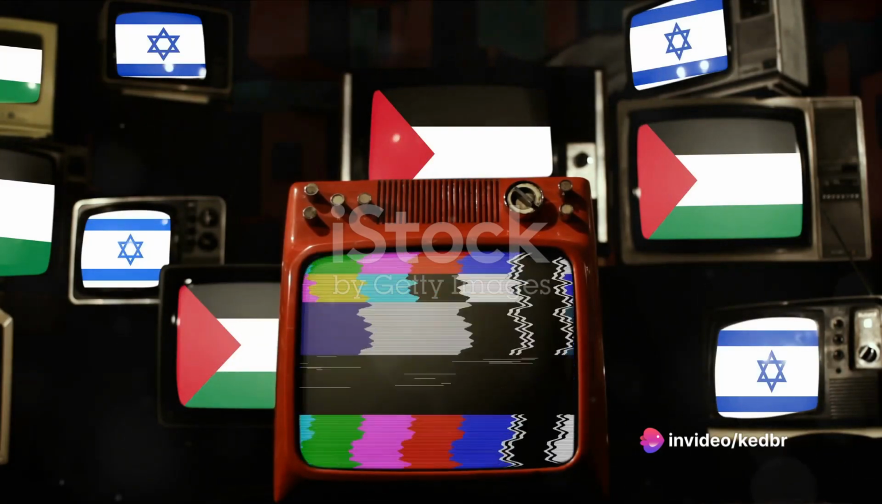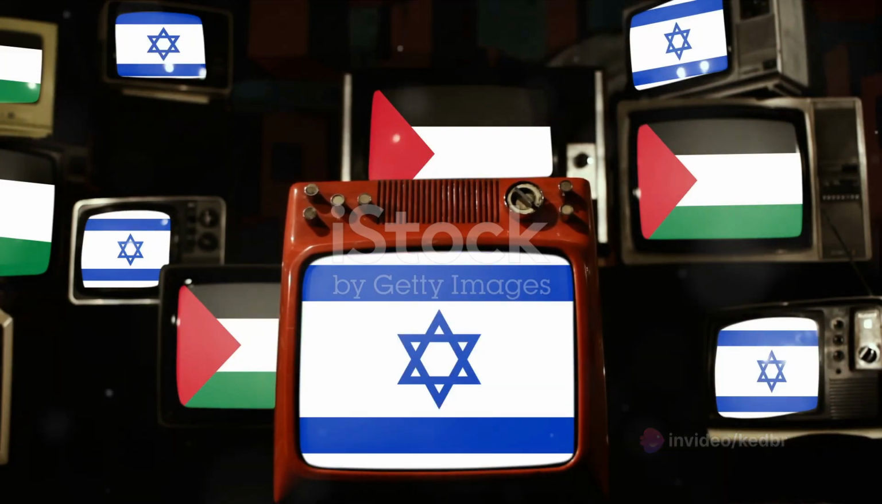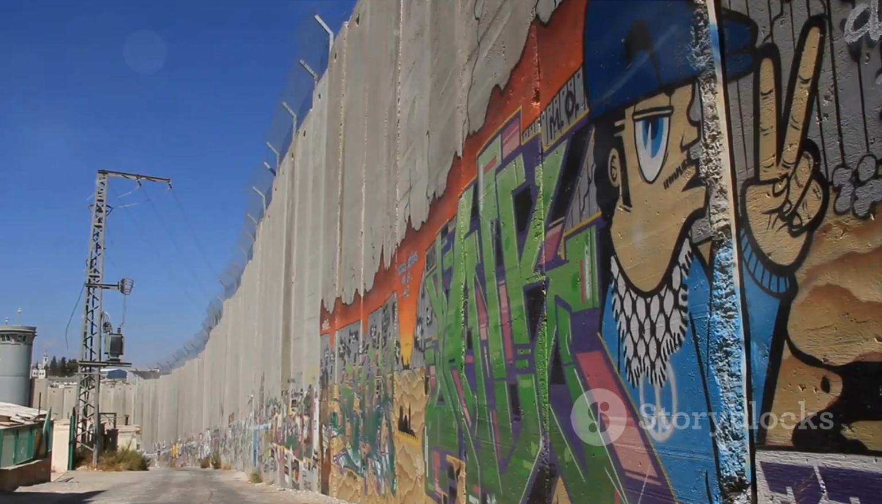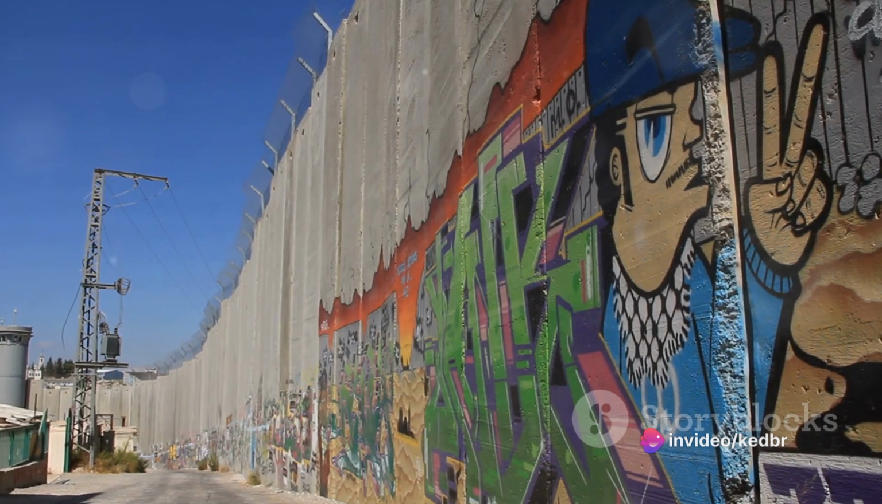It has been exporting its occupation technology to other countries around the world, effectively turning the Palestinian territories into a testing ground for these technologies. This has raised serious ethical and human rights concerns, as these technologies are often used in ways that infringe upon the rights and freedoms of the Palestinian people.